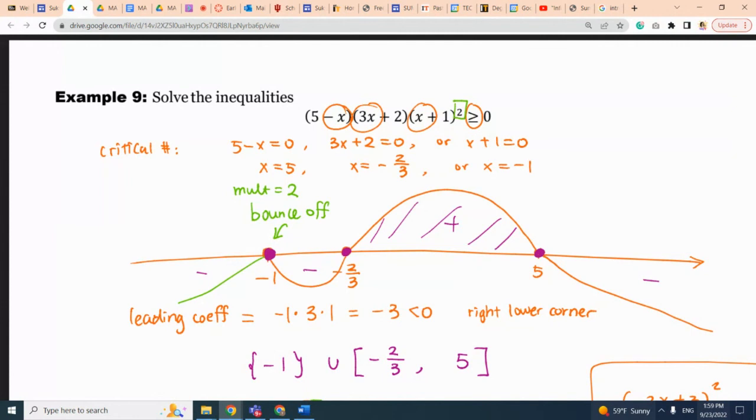Oh, it's because its power is even. Yeah, because the -1 corresponds to this factor, the multiplicity is even, so we bounce off. Same reason here, 0 corresponds to x, x is squared, so that's why we bounce off.